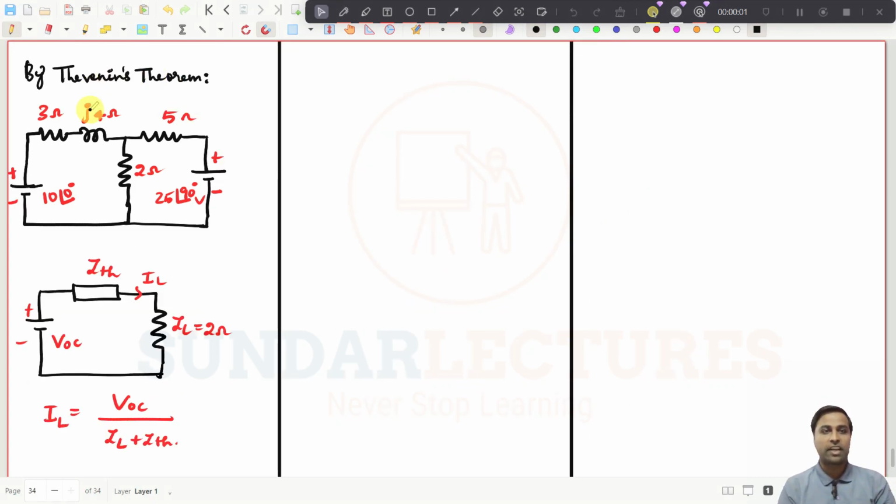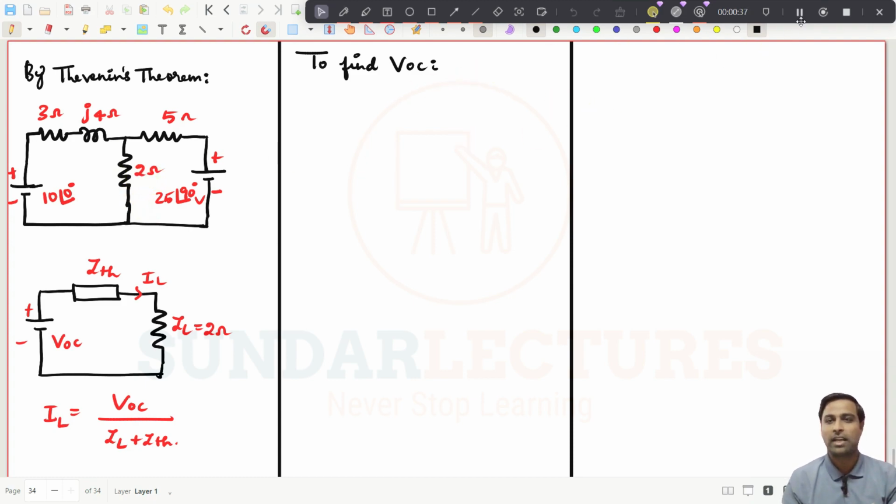Now we have taken the same circuit to solve by Thevenin's theorem. If you want to solve this problem by Thevenin's theorem, we need to draw the equivalent circuit. So this is the equivalent network. We need to find VOC and ZTH to find the current in the load resistance. How will you find VOC? To find VOC, you need to open circuit this 2 ohms resistance and find the voltage here.